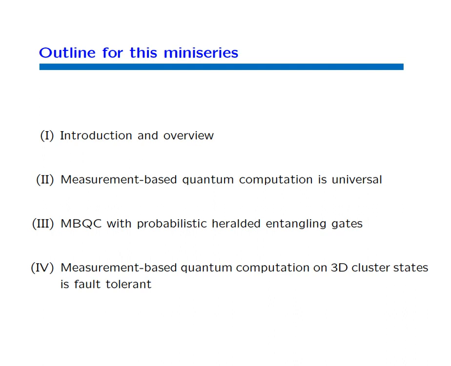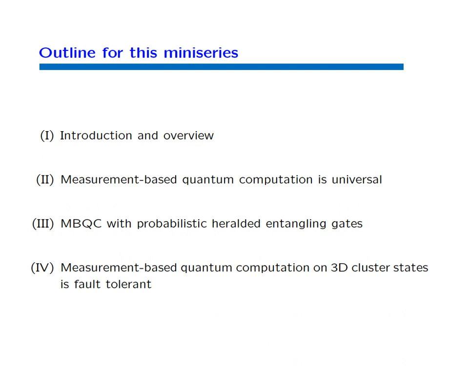So today, I just give an introduction and an overview. And then part 2 is on the universality proof, the proof that measurement-based quantum computation is indeed computationally universal. Then we have one of these practical sprinkles. Namely, we will talk about measurement-based quantum computation with probabilistic quantum gates. So probabilistic heralded, that is. That's important for improving the efficiency of quantum computation with photons. And then part 4 is the fault tolerance that you get with 3-dimensional cluster states.